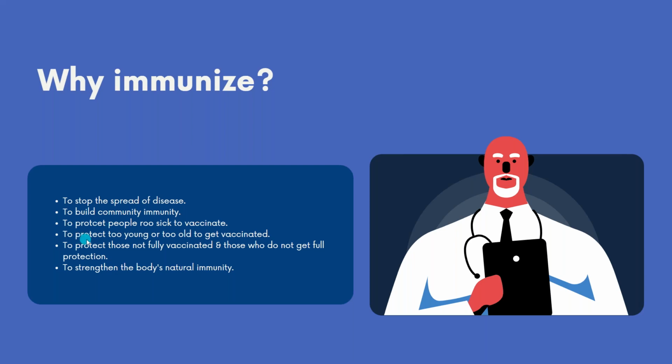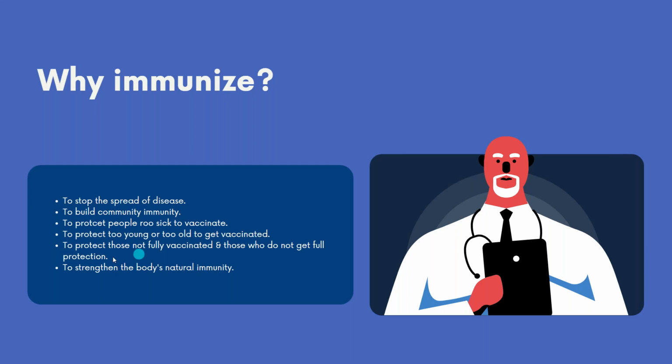The fourth point here is to protect those too young or too old to get vaccinated. Some vaccines can't be given to babies or the elderly because of their age, leaving them defenseless to the diseases. By vaccinating children on time, we build a community of immunity around babies and grandparents, so they all have a fighting chance.